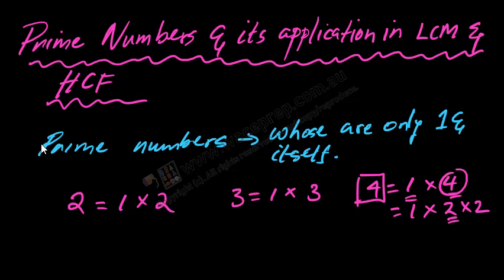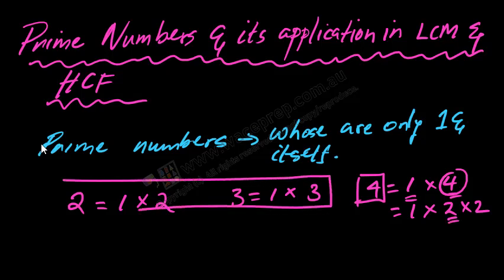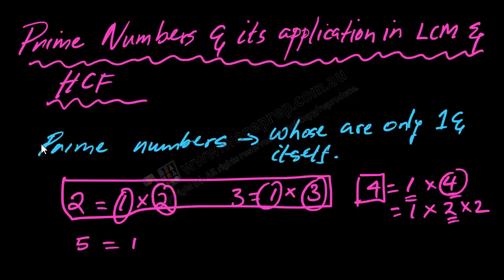but it's also 2. Whereas for the case of 2 and 3, the factors are either 1 or itself. In the case of 2, it's only 1 and 2, and in the case of 3, it's only 1 and 3. Another quick example would be 5, in which case the factors are just 1 and 5. Okay, so that's what makes these numbers prime numbers.